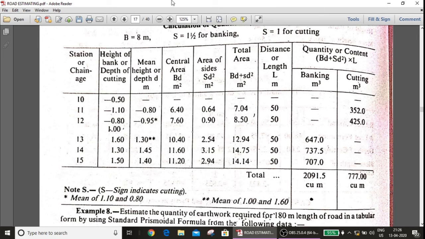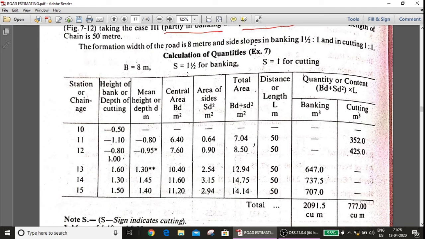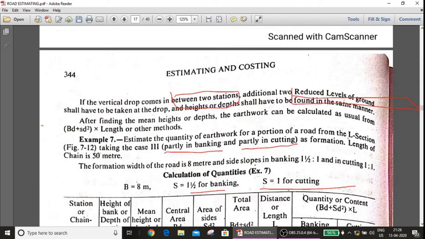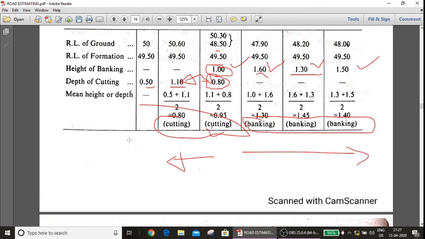Now we'll see the same tabular form. B is equal to 8, S is equal to 1.5, so side slope for banking is 1.5, and for cutting is 1. So stations 10, 11, 12, 13, 14, 15, 16. Here we have to concentrate. Height of the bank: minus 0.50, minus 1.10, minus 0.80. From where did we get these values? These are the values we are getting here: 0.5, 1.10, 0.80.